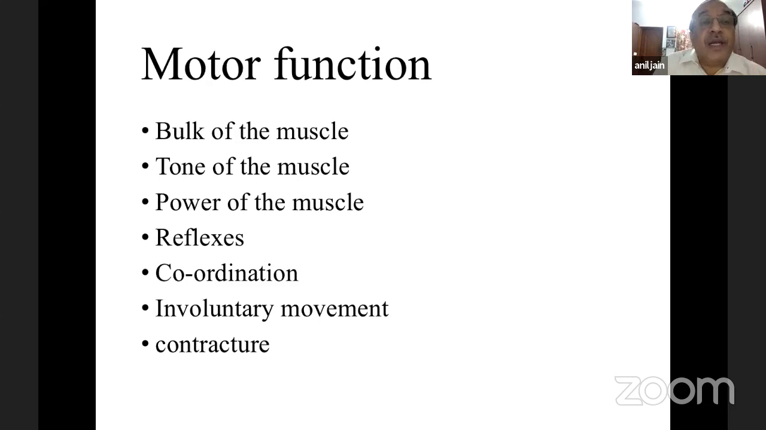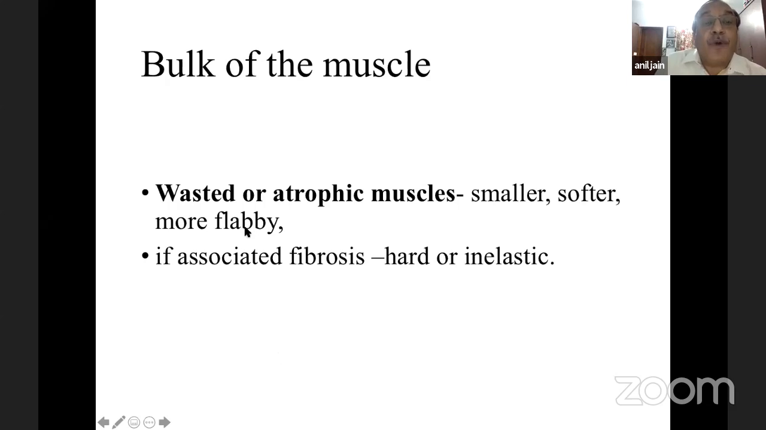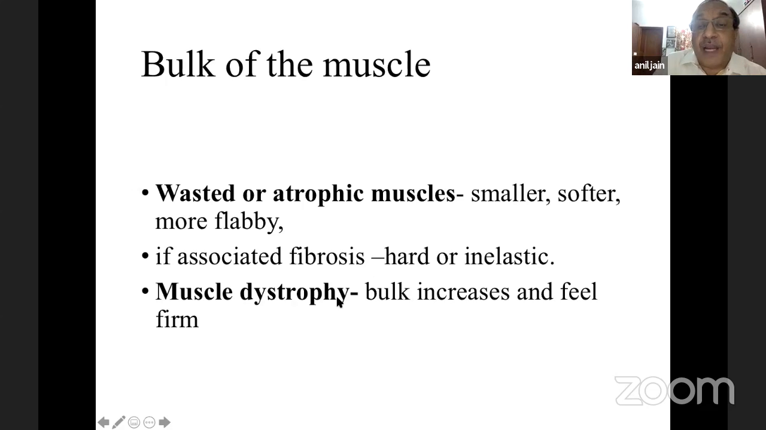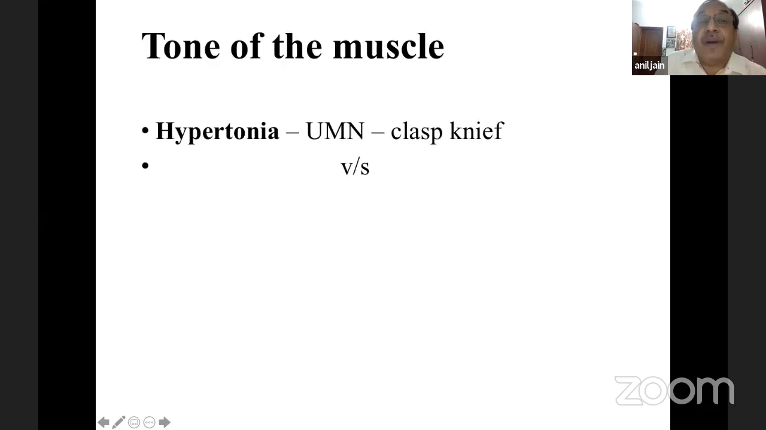Now moving to motor function, it has to be again in order: bulk of muscle, tone of muscle, power of muscle, reflexes, coordination, involuntary movement, and contracture, if any. So bulk of muscle is important, whether it is wasted or atrophic, where muscles are smaller, softer, and more flabby. And if they are replaced with fibrosis, they become hard and inelastic. So they may be wasted, atrophic, soft and flabby, and long standing, they may even be inelastic and hard. While in muscular dystrophy, generally bulk is increased and it feels firmer.